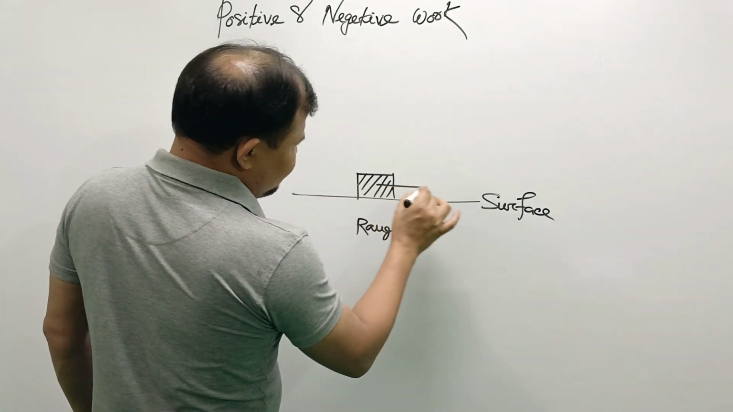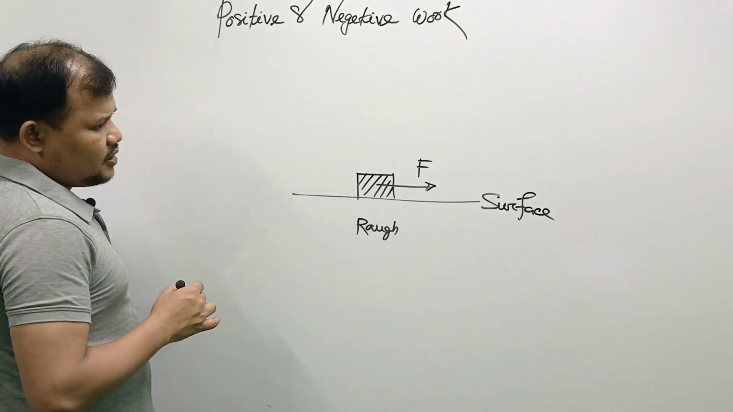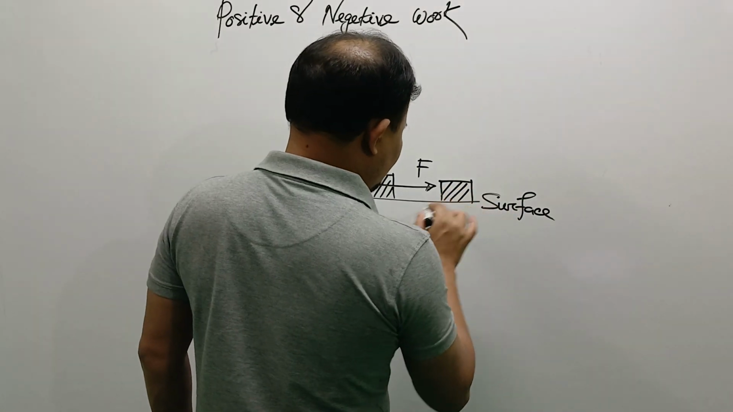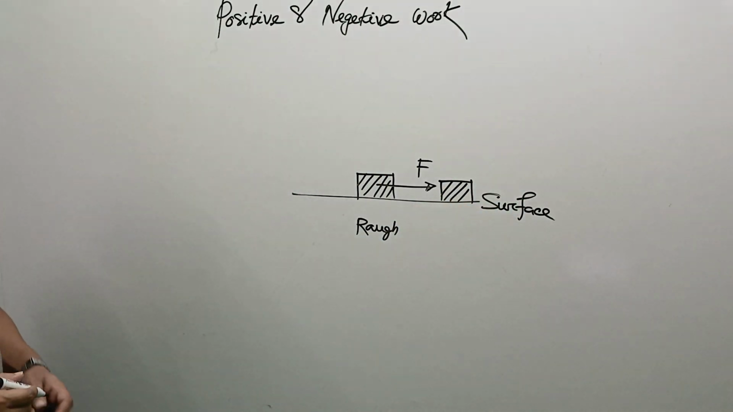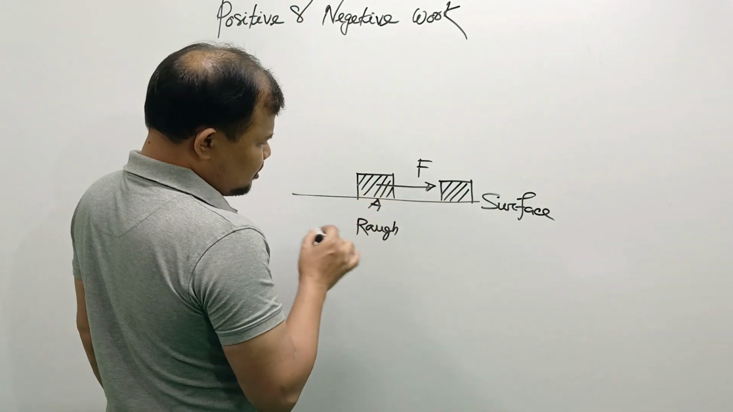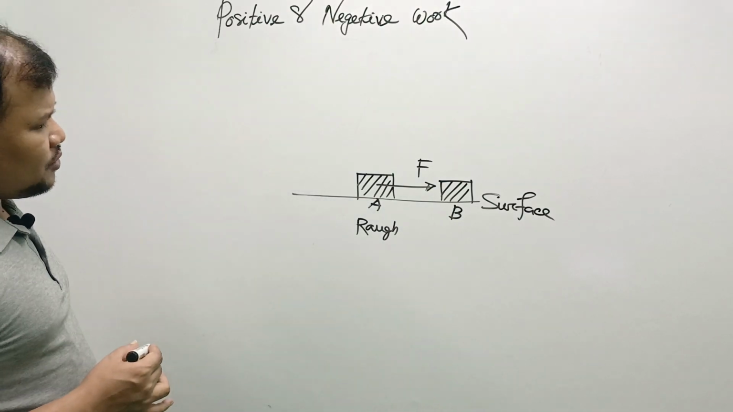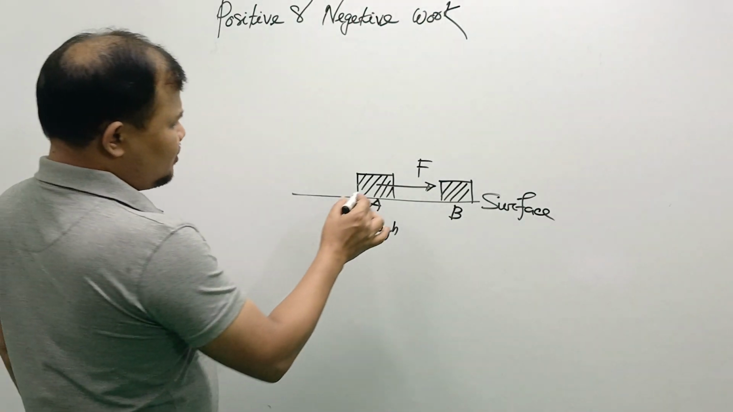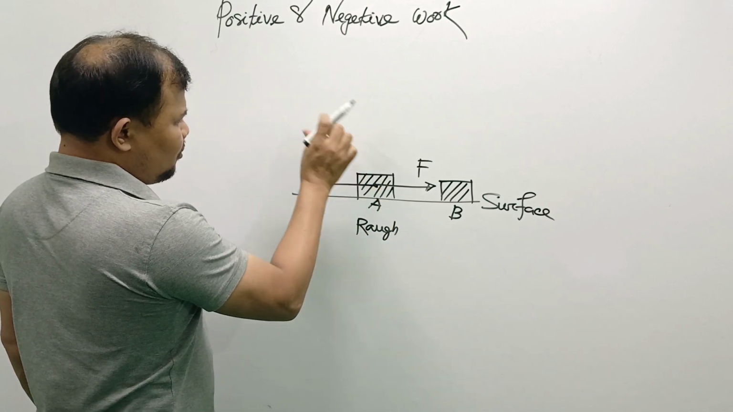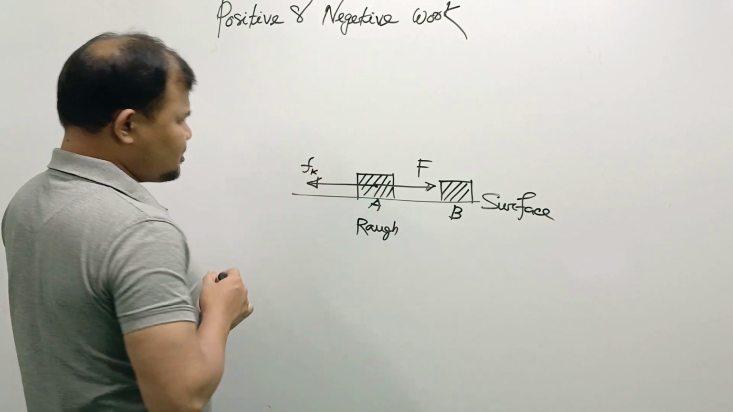If we apply the force in this direction, suppose the force is F, the body moves from point A to B because of the applied force. Now, because of the rough surface, a frictional force is created in the opposite direction of the applied force. Suppose the frictional force is Fk.